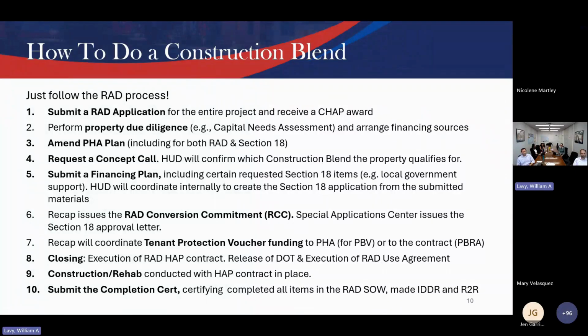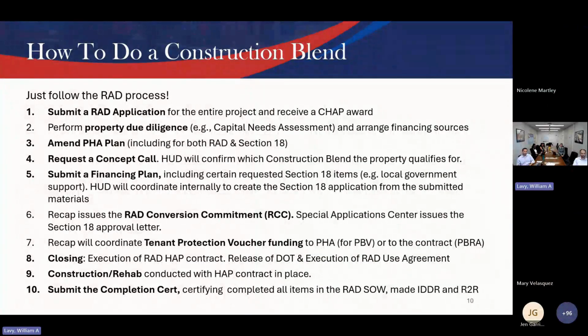When the deal starts to become real, you're going to come in for a concept call, right? We're going to affirm what construction blend you qualify for. After that, we're going to ask you, hey, the deal's real, let's submit that financing plan. That's when we amend your CHAP and you see the formal memorialization of your higher blended rents, right? We'll do some back and forth, typically about 60 days, and we'll get you what we call our RAD conversion commitment.